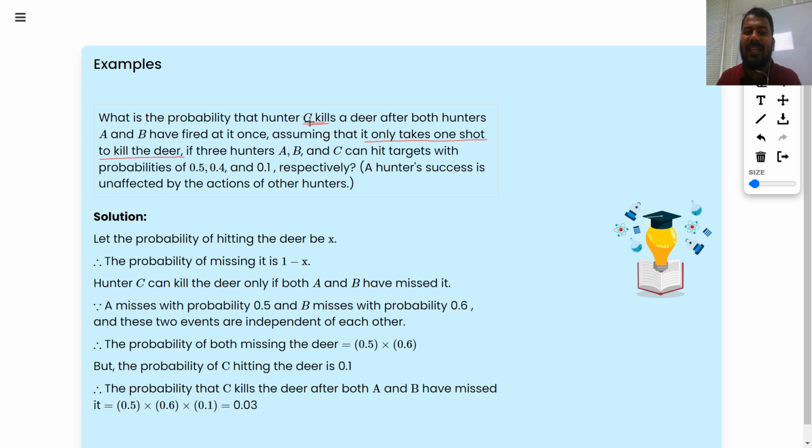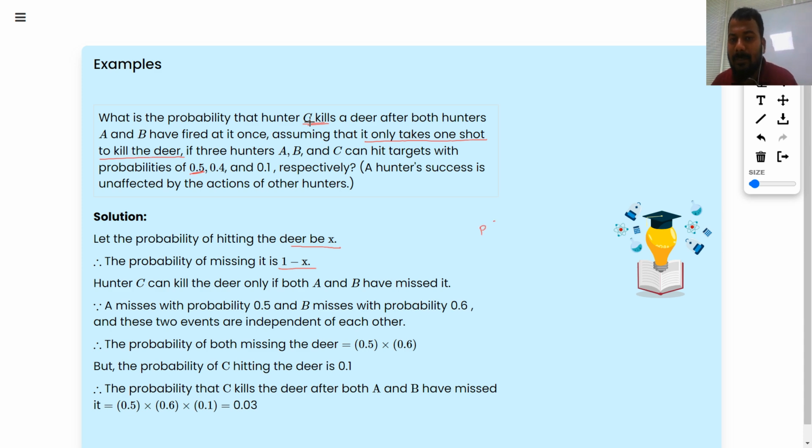Let the probability of hitting a deer be X. Now the probability of missing is going to be 1 minus X. If hitting is X, then the probability of missing is 1 minus X. Now you can see here hunter C can kill the deer only if A and B have missed it. That's what I have already mentioned. Now what we have to do is make sure that A is missing.